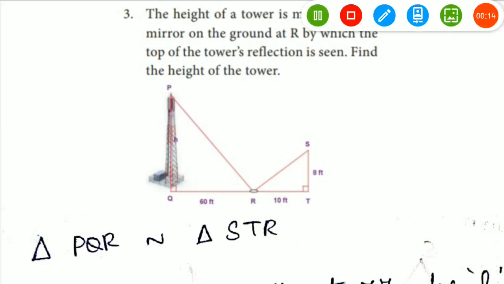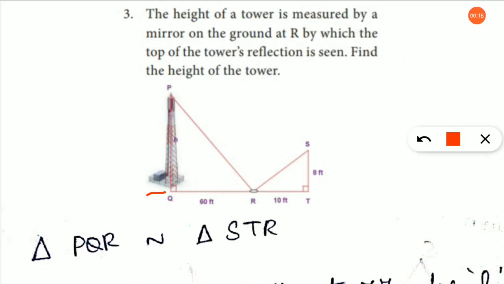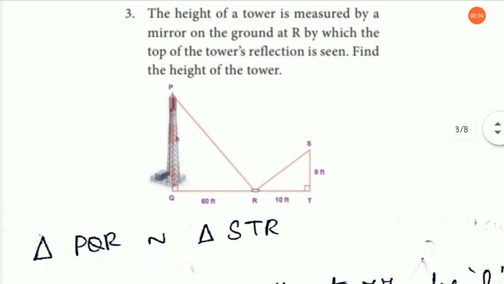Now here is a tower. This is the tower. And you're going to see the reflection of the tower using a mirror, okay? And that mirror is placed at R. So this is R, okay? So I'm going to keep a mirror here, and then this tower's reflection will be seen here, right? And the distance from the height of the tower to the mirror is also given. That is, this point and the mirror's place is at a distance of 60 feet, okay? Now you have to find the height of the tower.